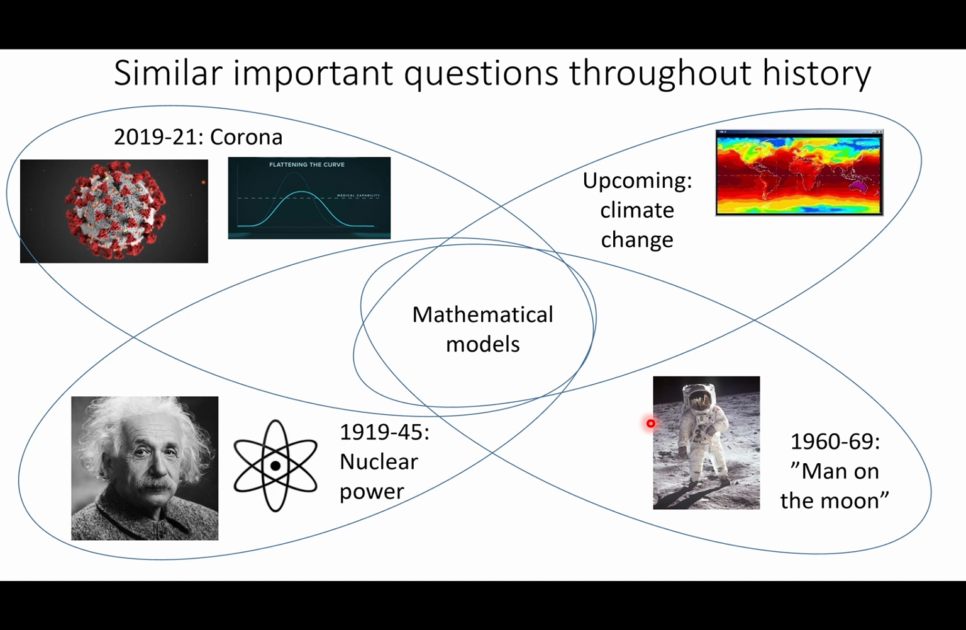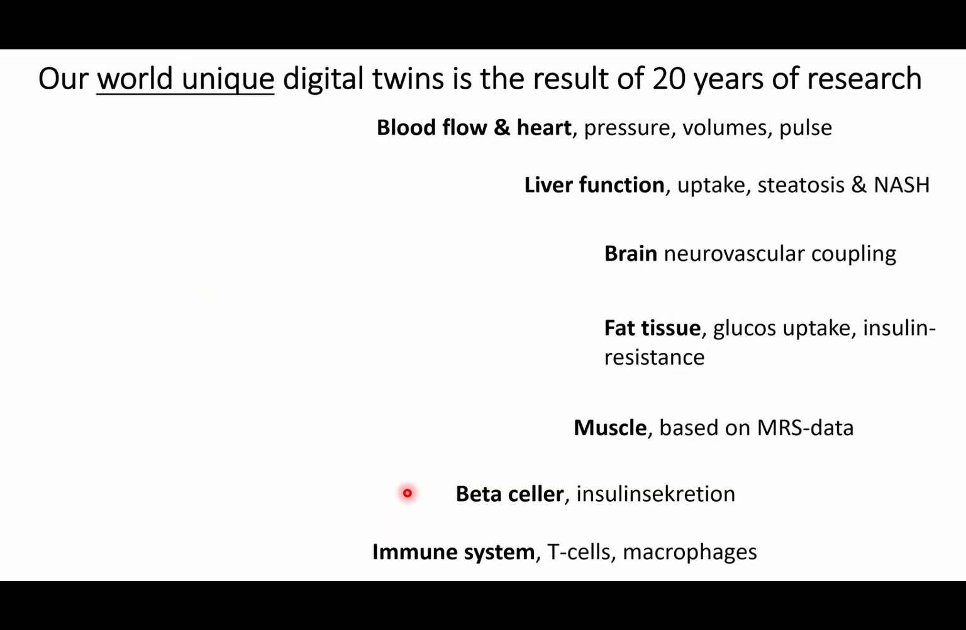challenges is that mathematical modeling is really at the heart of how to do things. It's at the heart of how to predict what will happen in the future, how the climate will change, how to build space rockets, or how to know that space-time is bent, or how to develop nuclear power. And mathematical models is also something that I have been working with for 20 years. I've collaborated with experts on blood flow and heart, liver function, brain, fat tissue, muscle, beta cells, immune system, to develop mathematical models based on their data and their expertise and hypothesis testing.